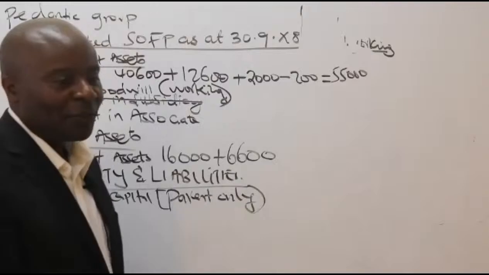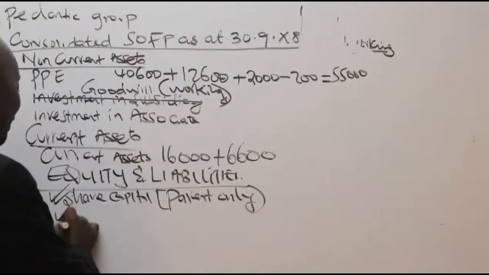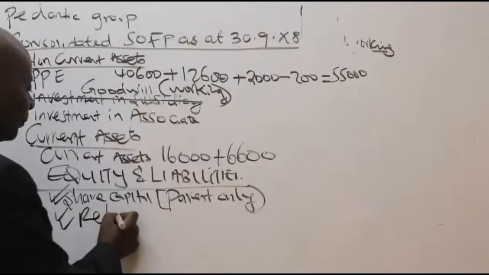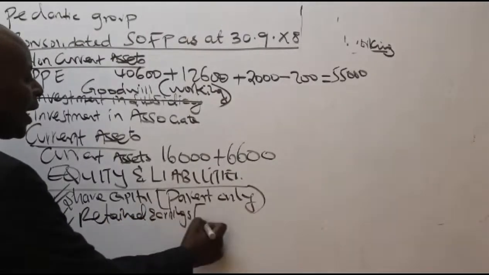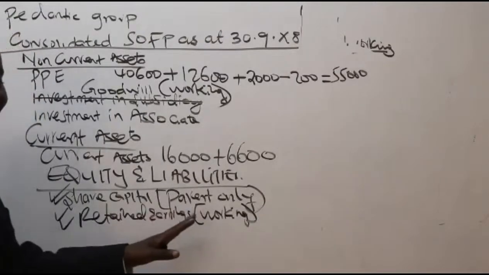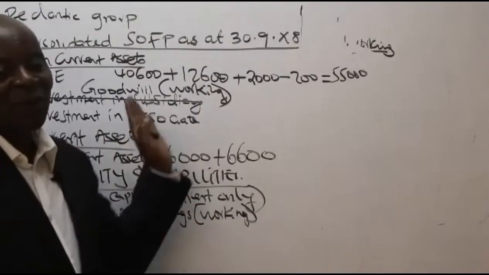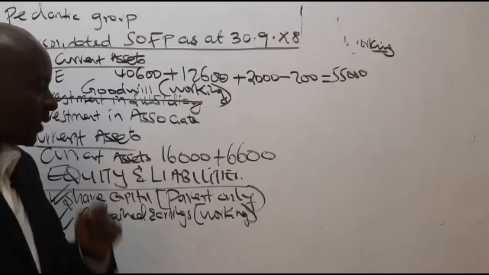So we have share capital there, share premium. Then the next one is the retained earnings. So retained earnings, again, I know this is quite a complex one. I'll need a working. So I will write the working, but I know, ladies and gentlemen, you will do it on your own. Yes, there are reserves, but reserves are not so important here.